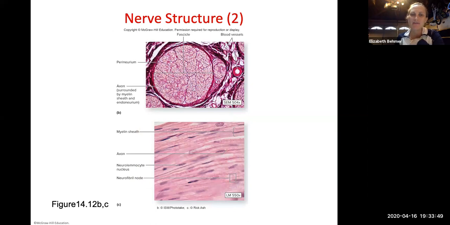Here's a histological view of a nerve itself, a cross section. You can see the fascicles, the axons, and then the layers around it. Here's another light microscopy look at a nerve itself. You can kind of see the myelin sheath surrounding each axon a little bit there.